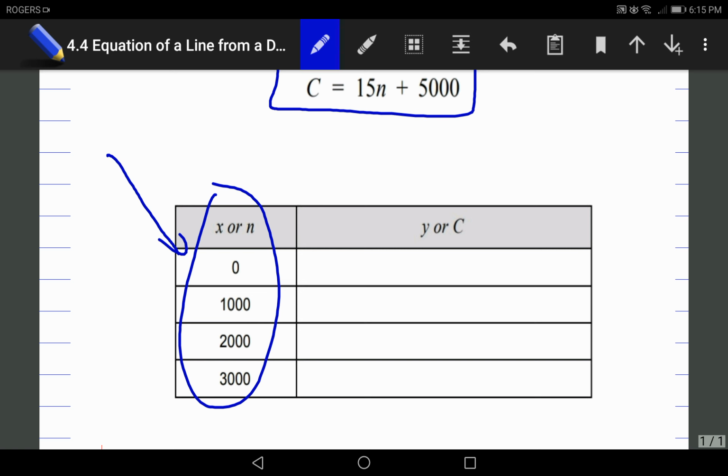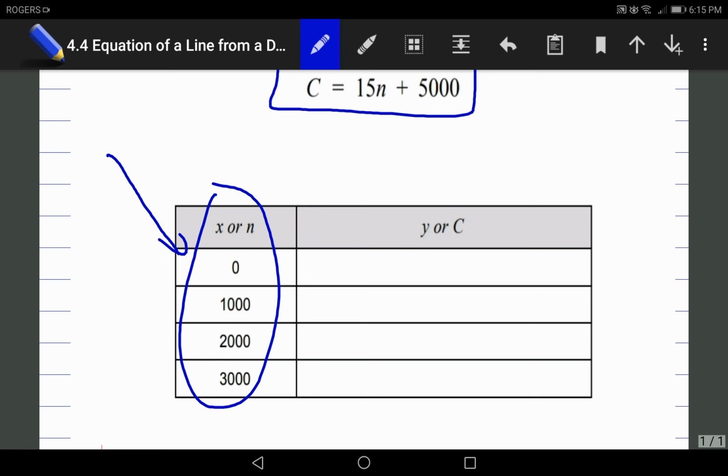And why did I choose 1,000, 2,000, and 3,000? I chose them simply because if you're selling or producing t-shirts, you're probably selling a lot of them, most likely in the thousands, and so I chose to go by 1,000s. If I did 0 t-shirts, 1 t-shirt, 2 t-shirts, 3 t-shirts, it wouldn't make the most sense, because chances are you'd be selling or creating a lot more t-shirts than that.